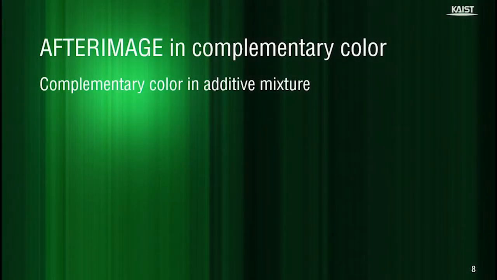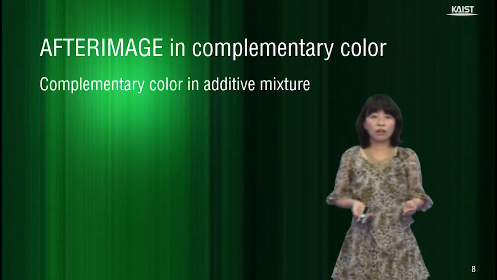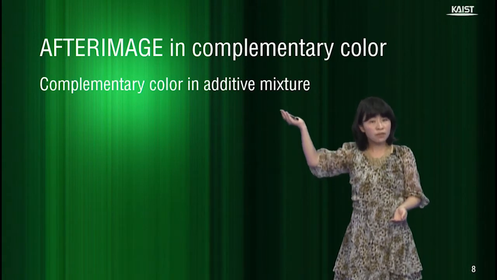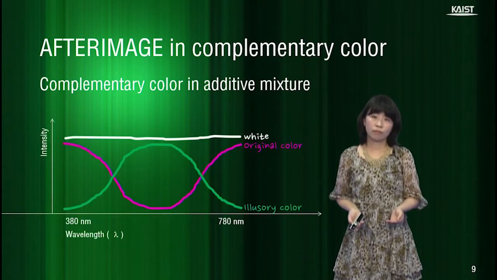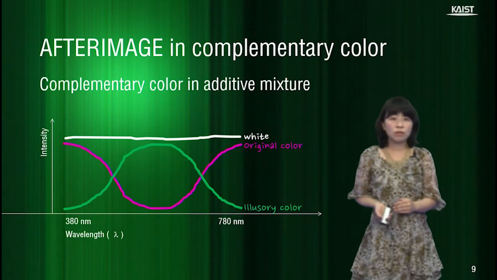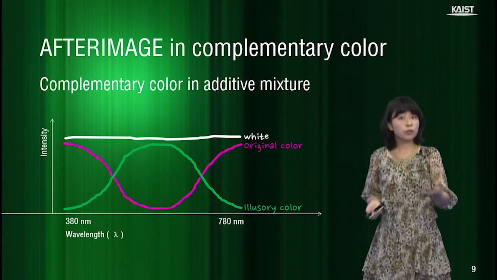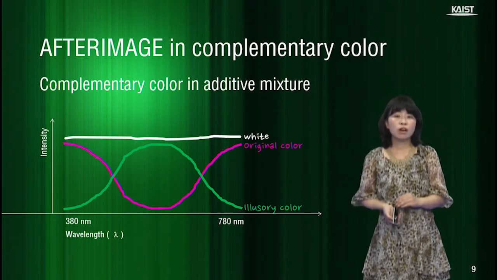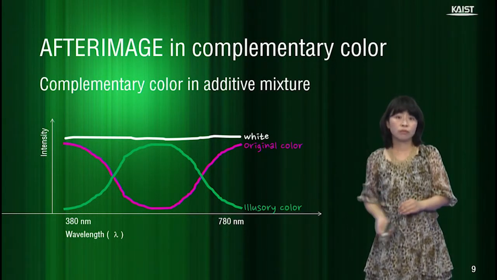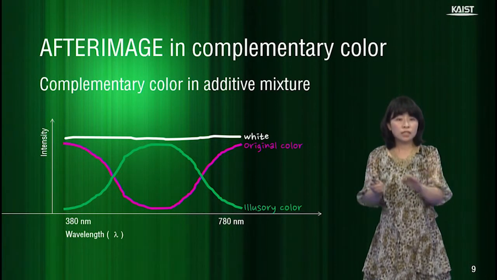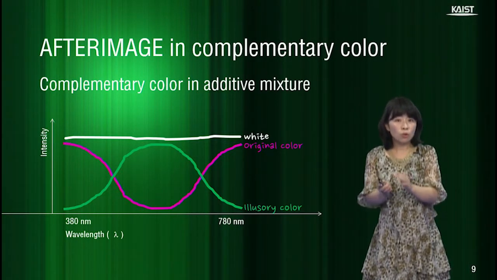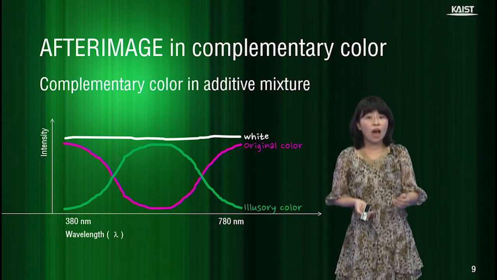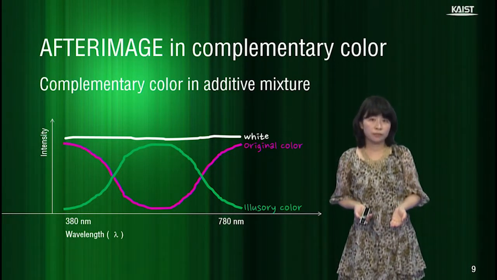In the afterimage effect, this illusory color corresponds to the complementary color based on additive mixture. The complementary color based on additive mixture is computable if you subtract the spectral distribution of a color from white. Therefore, if you additively mix the illusory color with the original color, it will appear as white. And this is how the additive mixture works.